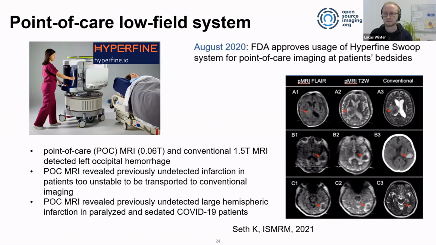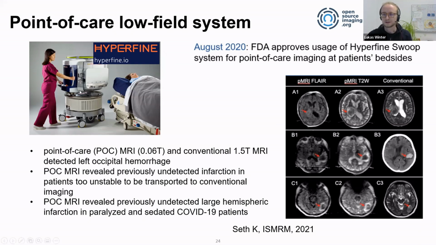So these are now point of care low field systems, or portable systems. You can see here the first one on the market very recently, and this is the Hyperfine system. And now the MR is pushed to the patient and not the patient to the MRI. So this changes things completely. And now they're using this in intensive care units for stroke detection, or stroke monitoring.